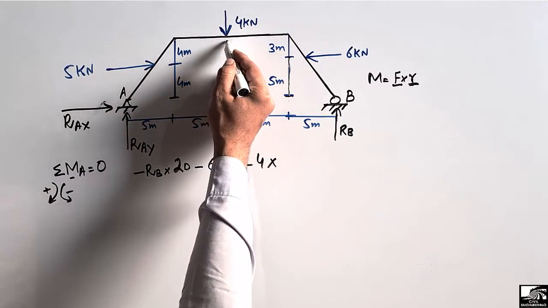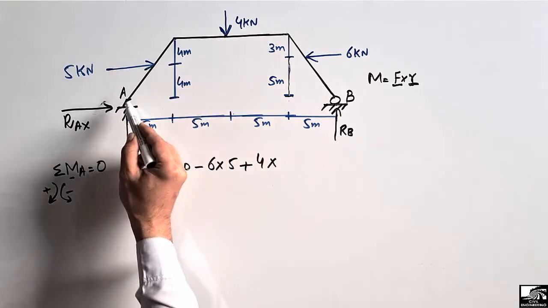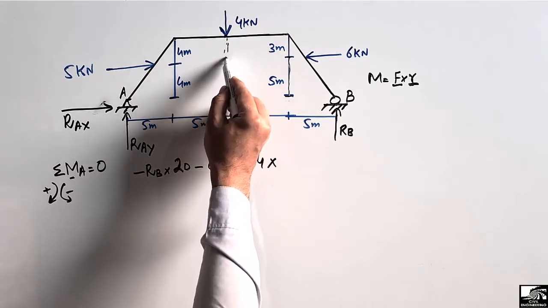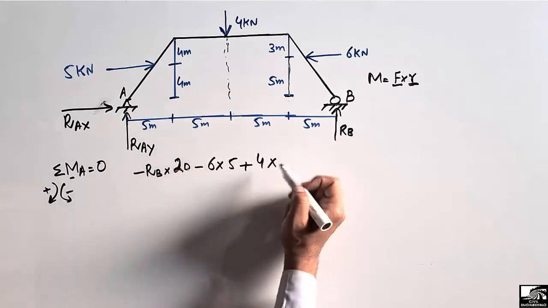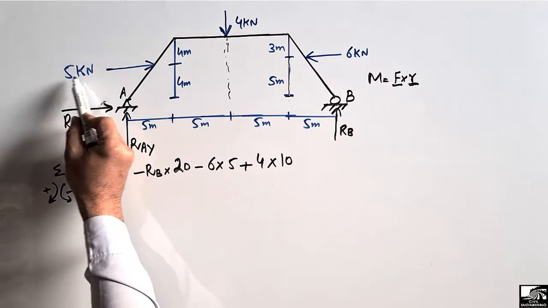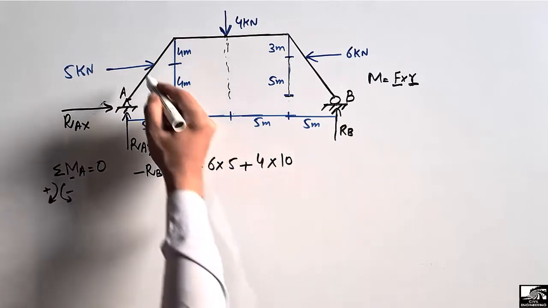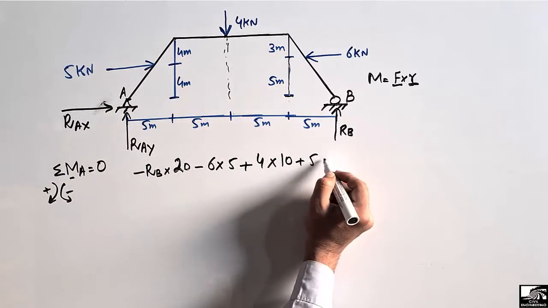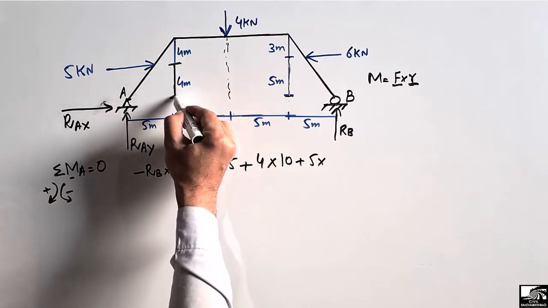The moment arm for this load is the distance from this point up to the point A. So the total horizontal distance will be 5 plus 5, which is 10. So 10 is the moment arm for this load. Similarly, this load also creates a moment about point A. It is 5 kN and it is acting in the clockwise direction about point A. So it will be 5 multiplied with the moment arm. The moment arm is the distance from this point up to the point A, which is 4 meter.